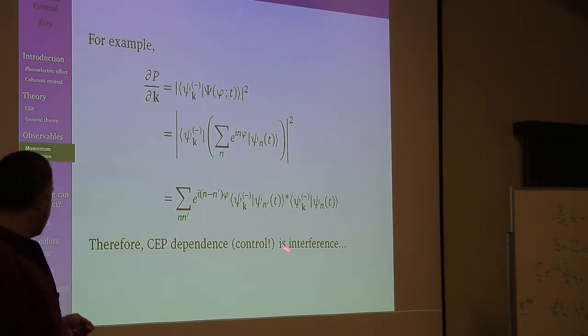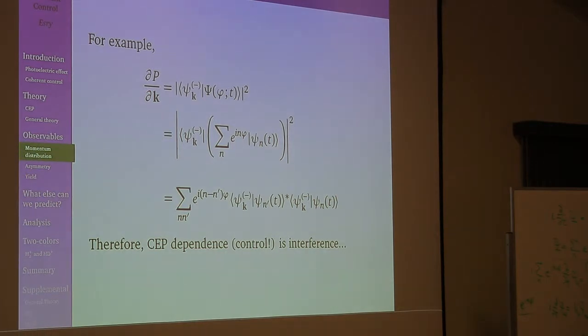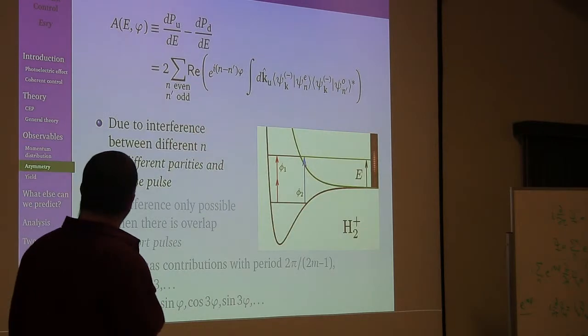So only the pieces with n equals n prime will survive. Okay? And again, that's one advantage in my mind of having an expression where these things are explicit, because you can do all those manipulations without solving any TDSE. Okay? Can I ask one more question?